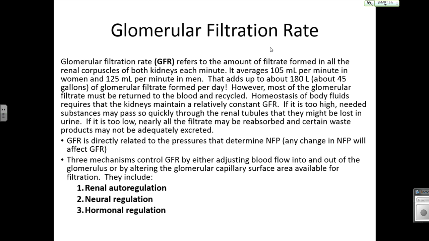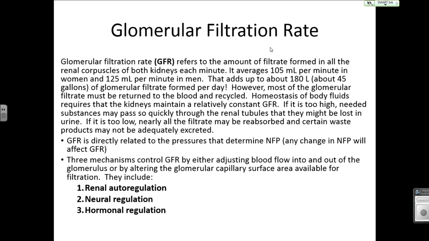Neural regulation refers to the autonomic nervous system. We're going to talk sympathetic today. What do you think sympathetic nervous system activity does to our filtration rate? What does sympathetic activity cause? What's that response? Fight or flight. Okay? So, let's think of it this way.